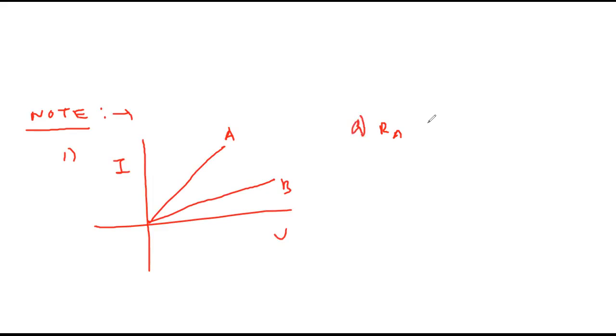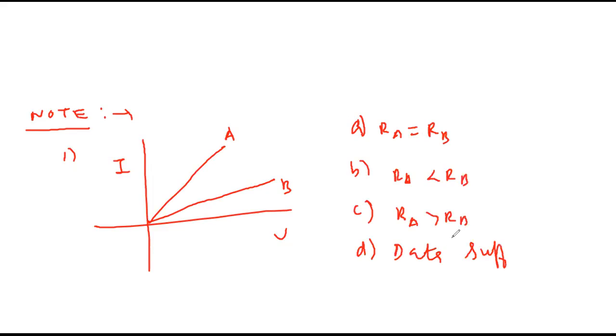RA is equal to RB. RA is less than RB. RA is greater than RB. Data is insufficient. Tell me this relation. What is the correct one? Option C. So B is correct. RA is less than RB. Correct. How could you say this?